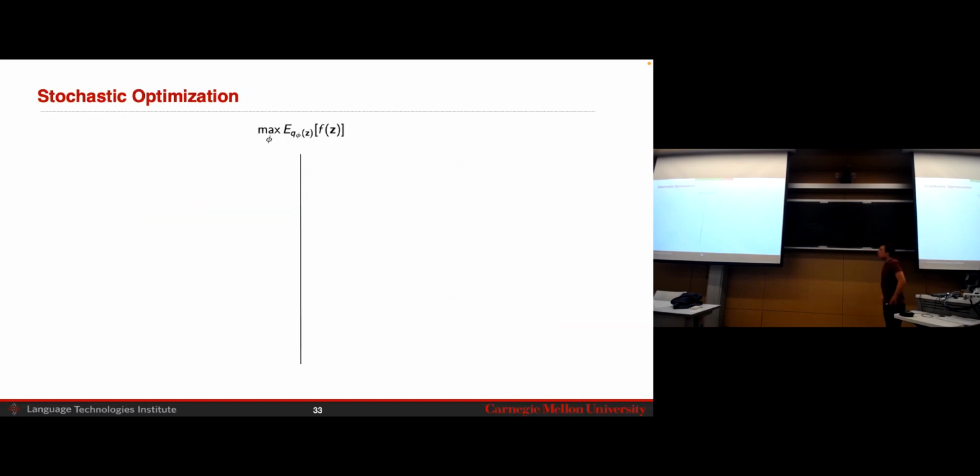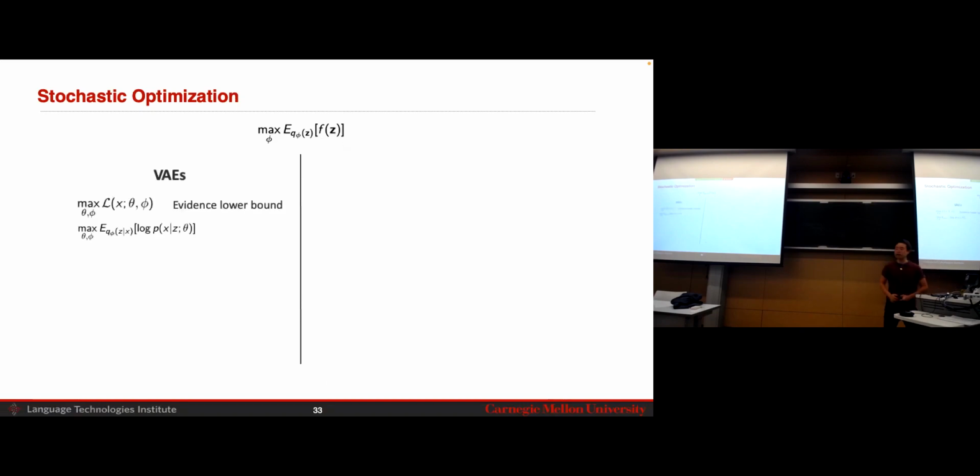Cool. So just one connection I want to make. Some of you remember this slide from stochastic optimization. We talked about it in reinforcement learning, but both VAEs and reinforcement learning tend to solve this type of problem. It's a stochastic optimization problem where you're trying to maximize over some parameters phi that you want to learn with an expectation under a distribution that depends on phi and some objective function that depends on, for example, Z.